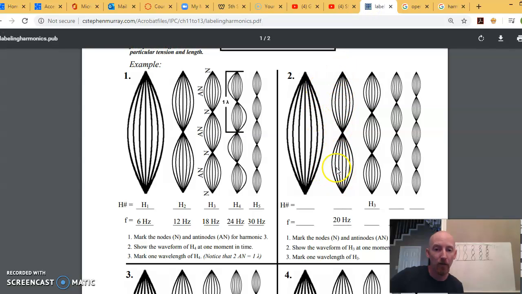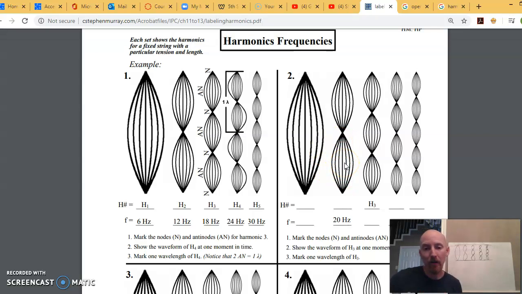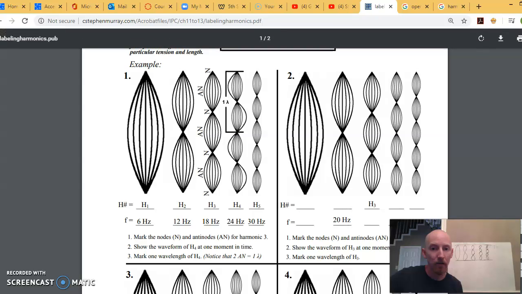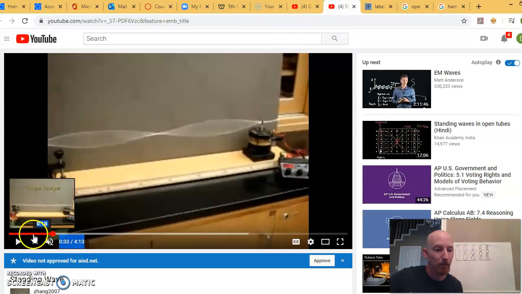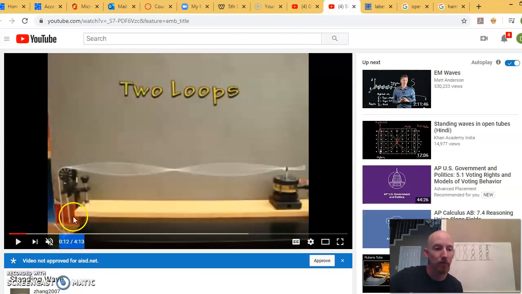Let me go back here, right? So here's your second harmonic. It has 1, 2, 3 nodes. This part that goes back and forth, those are called antinodes. I don't ever call them that. It's hard for me to say. I call them loops or bumps or hills. In this video, I think this person called them loops.